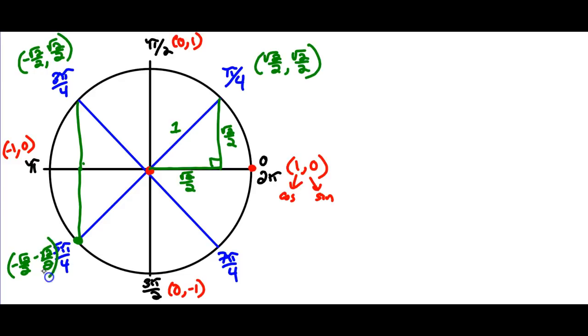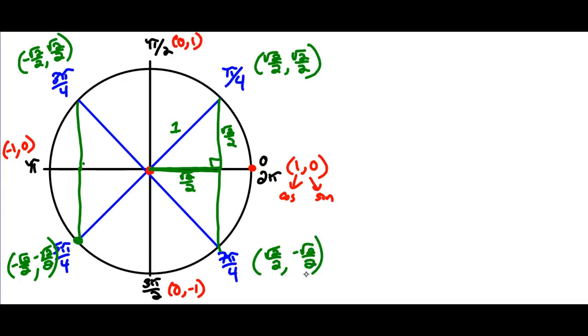Square root of 2 over 2. So the sine and cosine of 5 pi over 4 are both negative square root of 2 over 2. And right here, our x distance is positive, so our cosine's positive. And our sine is going to be negative.